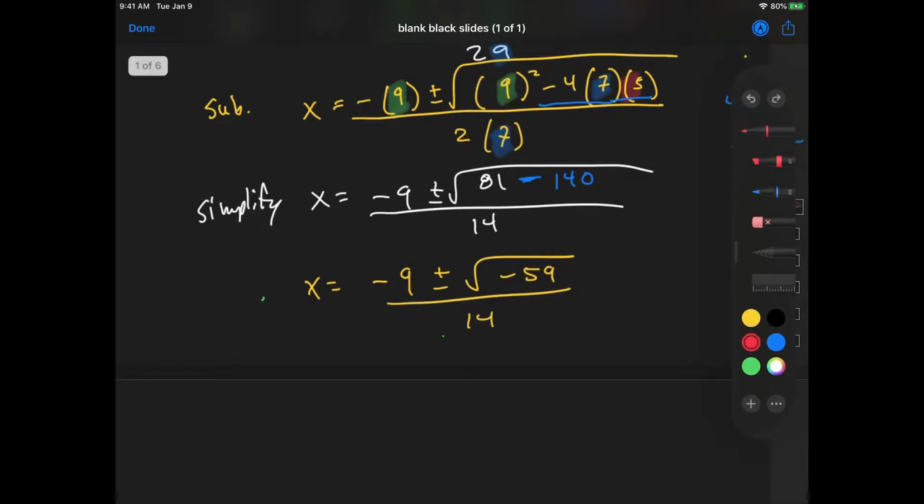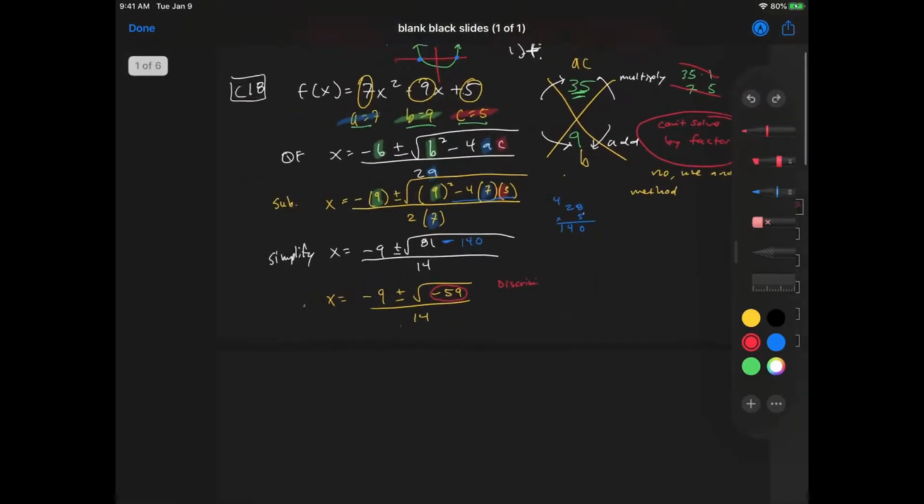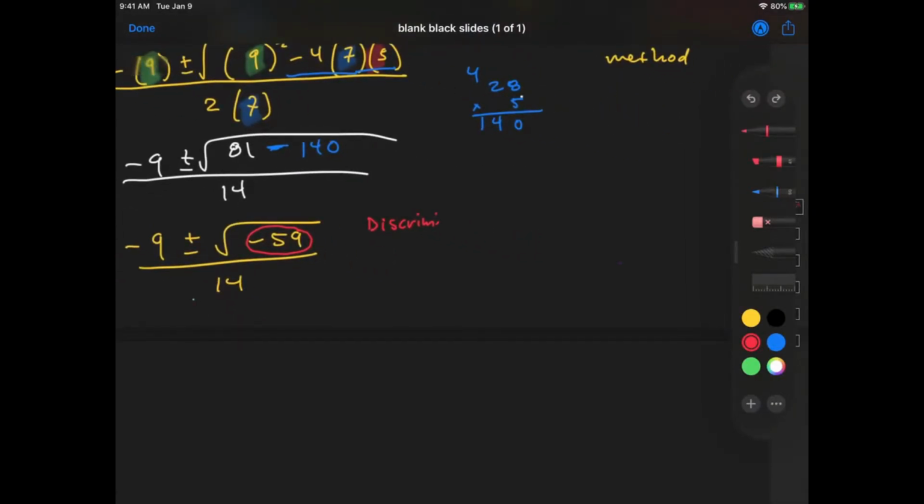I want to highlight this part. The fancy word for this one is the discriminant. When the discriminant is negative, less than 0, it just basically means it's negative, then we have something called no real solutions.